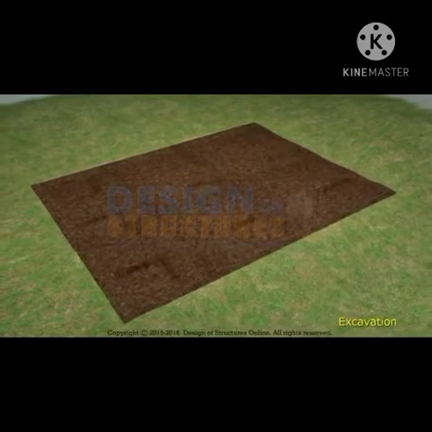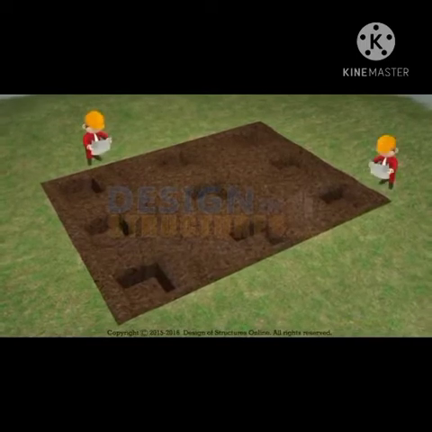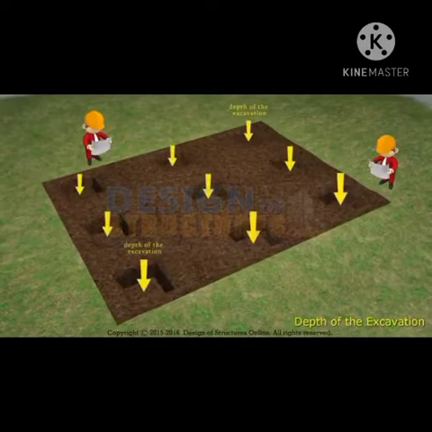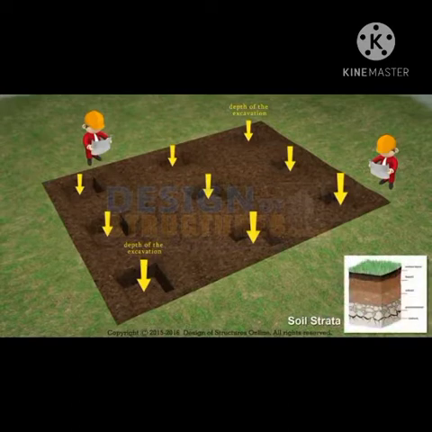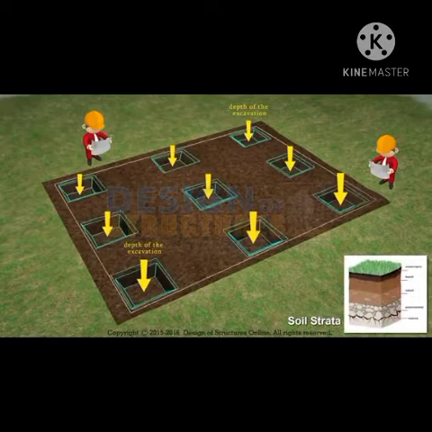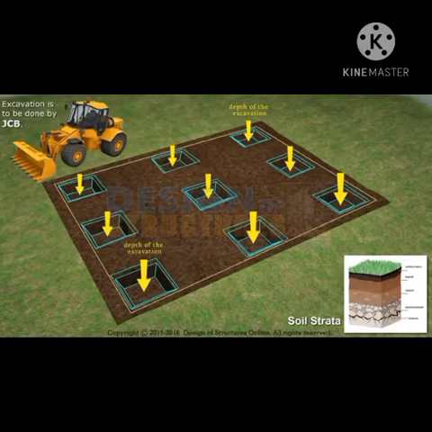Excavation. A structural engineer will be needed to determine the depth of the excavation. The depth will vary as per building depending upon soil strata. Excavation should be carried out as per the drawings defined lengths and widths. Excavation is to be done by the JCB.